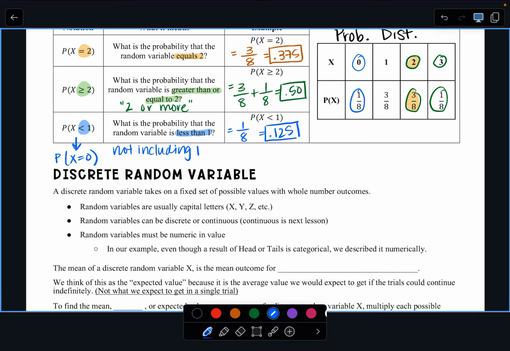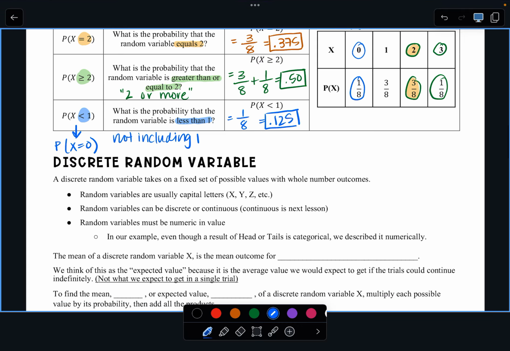I will say this, it's not always in numerical order. Like it's not always 0, 1, 2, 3. Sometimes you have things like they made a profit of $50 and they lost $100. So my outcomes would be 50 and negative 100. So it kind of depends on the question. Don't always think it has to be going in numerical order. It really just depends on what they're asking you. So those are common questions they could ask.